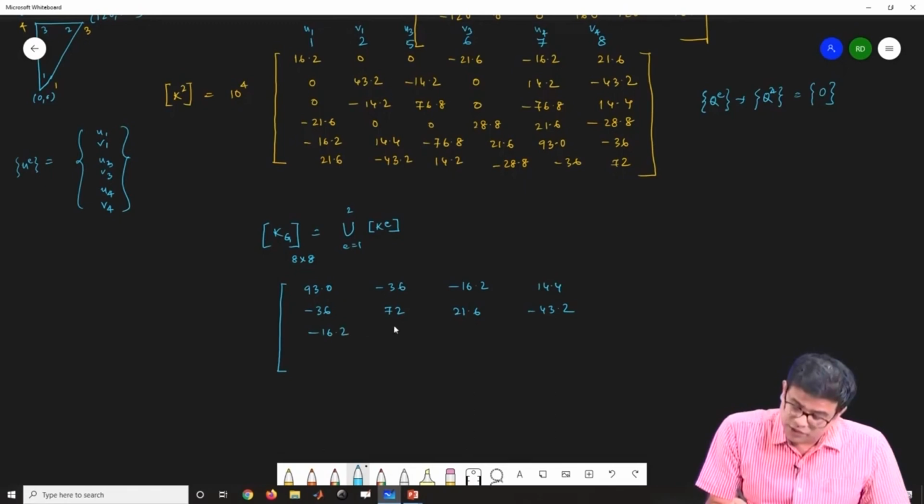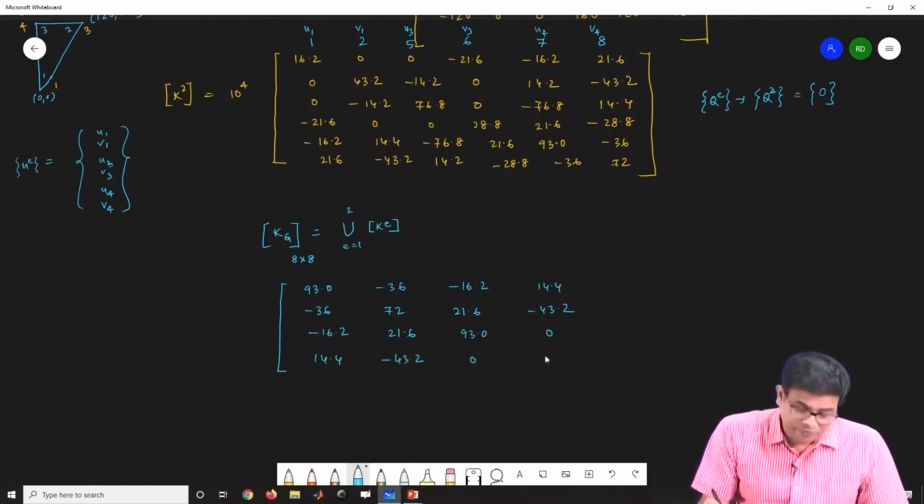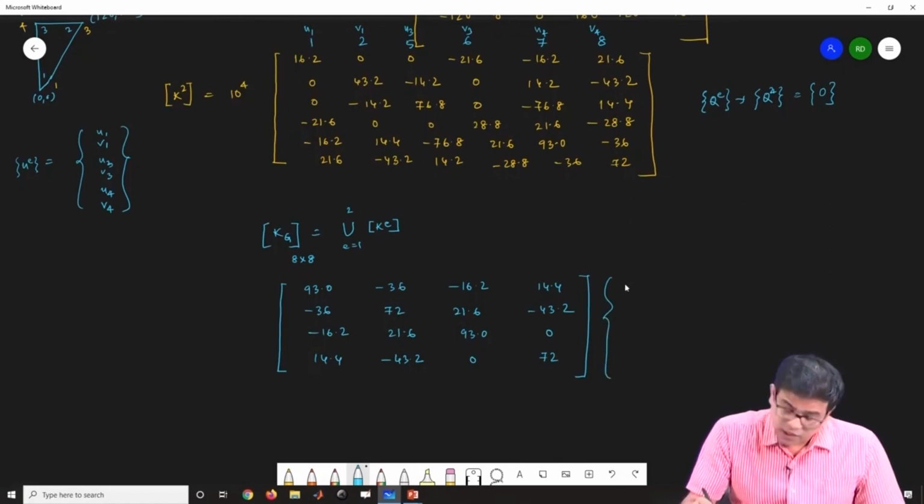This is also a symmetric matrix. So remember that symmetricity is an important property, because this will reduce the factorization cost. You have already studied the different factorizations, like your LU decomposition or LDL decomposition, whatever it is.